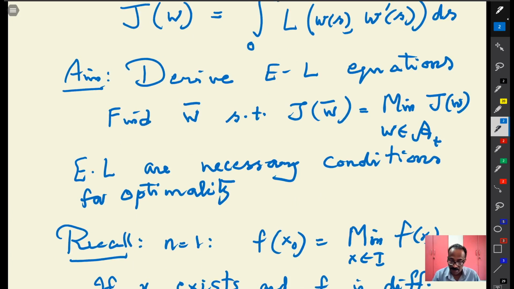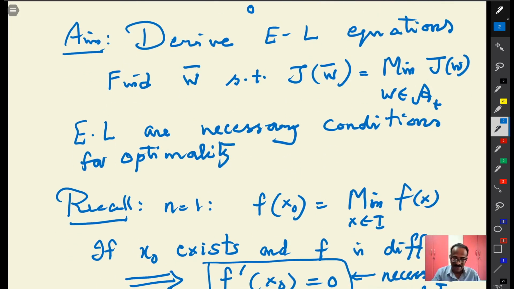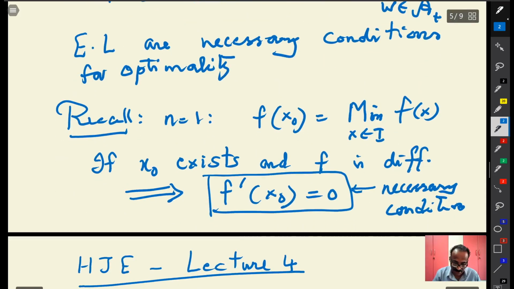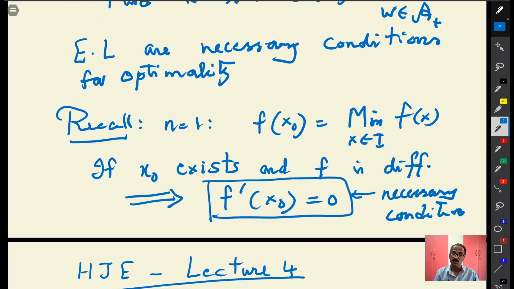That means if w bar is an optimal solution, that is, a minimal solution, what are the corresponding necessary conditions? This is not something new. The only thing is that we are going to do it in infinite dimensions. We know in finite dimension, if x naught minimizes a functional, and if f is differentiable, so you need a notion of differentiability in infinite dimensional Banach spaces or Hilbert spaces, then f prime of x naught equals 0, which is a necessary condition. So by solving f prime of x naught equals 0, you could possibly find all the minimizing points.